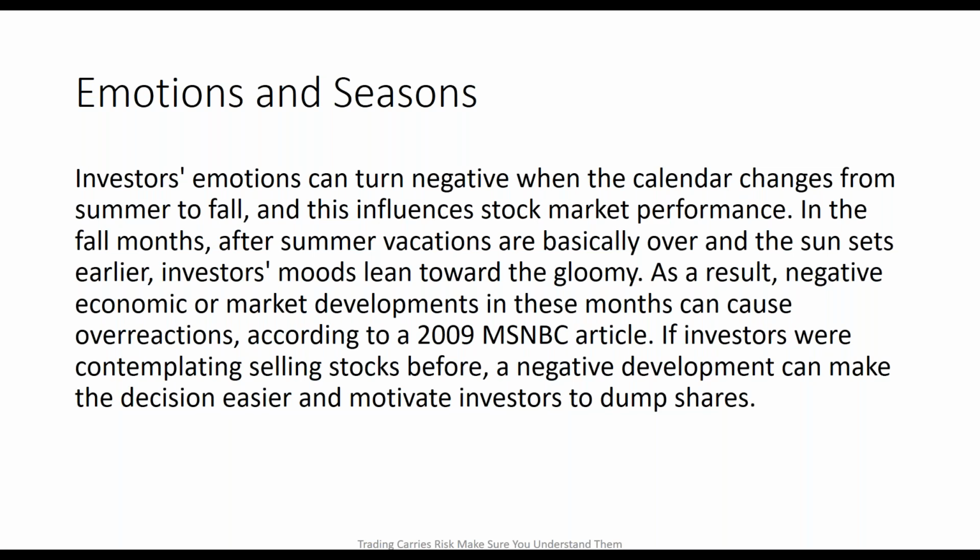Investors' emotions can turn negative when the calendar changes from summer to fall. And this influences stock market performance. In the fall months, after summer vacations are basically over and the sun sets early, investors' moods lean towards gloomy. As a result, negative economic and market developments in these months can cause overreaction.